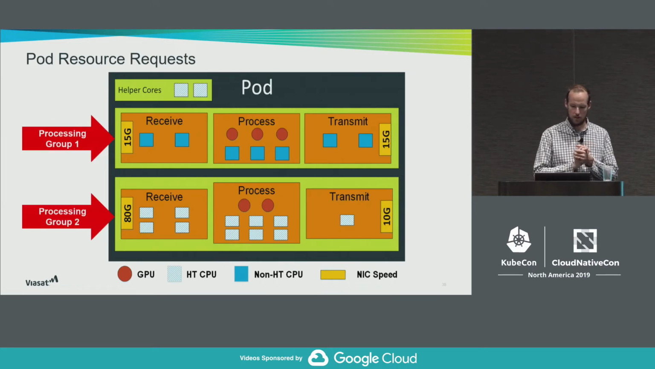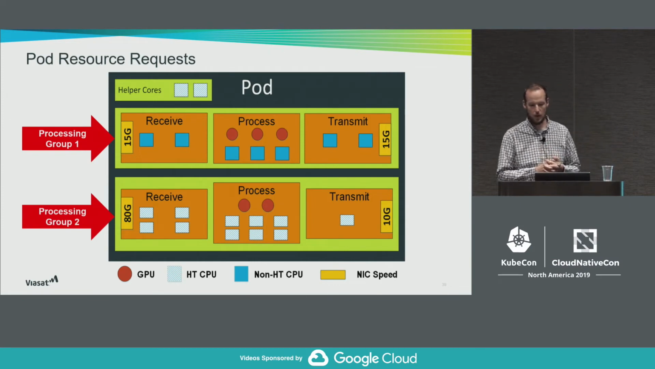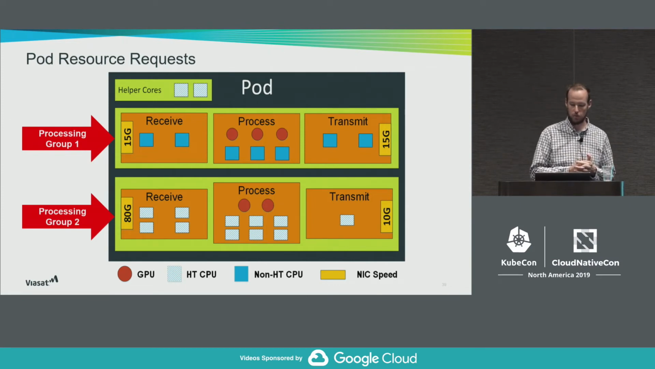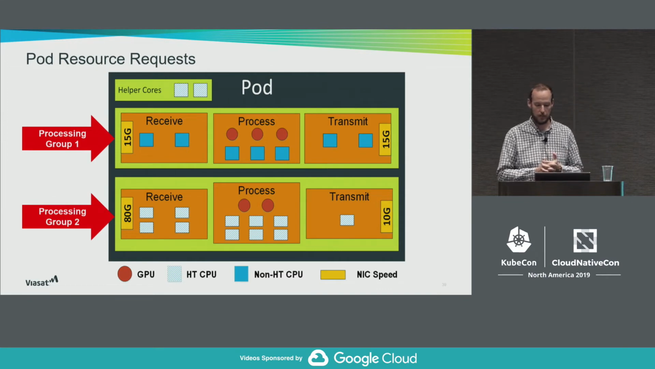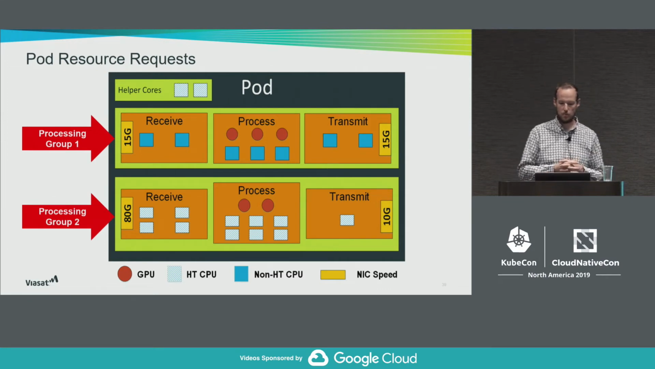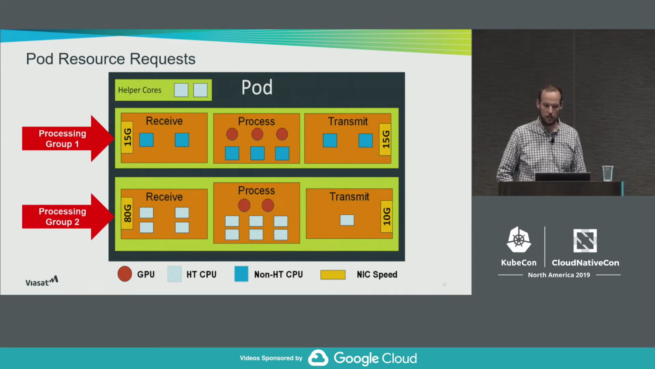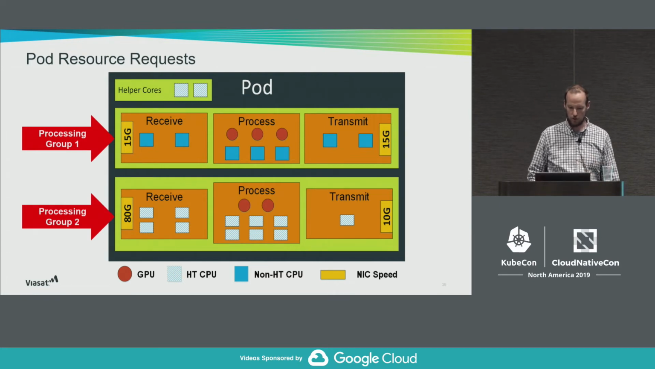So this is a pretty common picture of a data plane application where at the top you have two hyper-threaded helper cores, which are the ones I was talking about earlier that are for kind of management type stuff. And then in this case, your pod has two processing groups. So these are two independent data paths that might have no relation to each other, but you want them in the same pod. So on the top case, the dark blue boxes are the non-hyper-threaded CPU cores that you require. And then in that case, you need 3 GPUs as well, which are the dark red circles. And the bottom processing group in this case is using hyper-threaded cores.